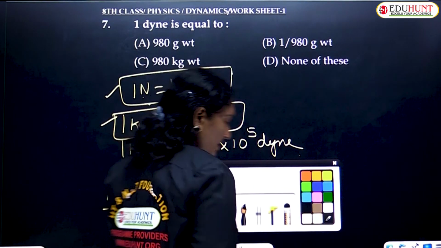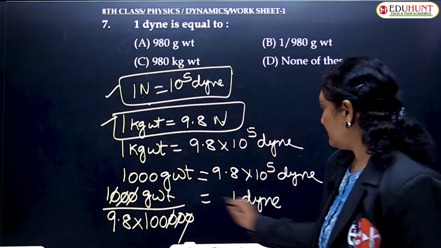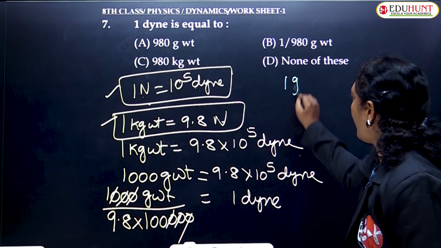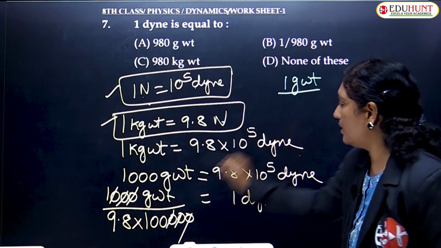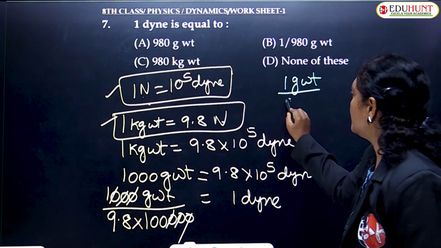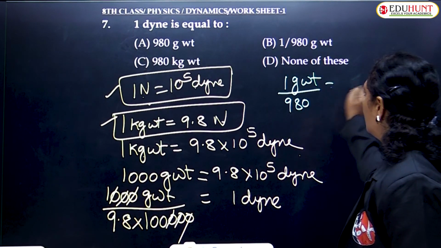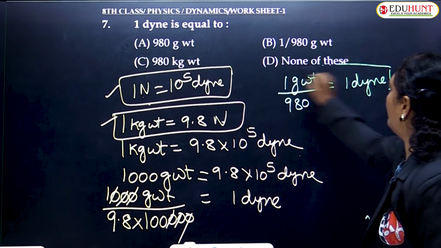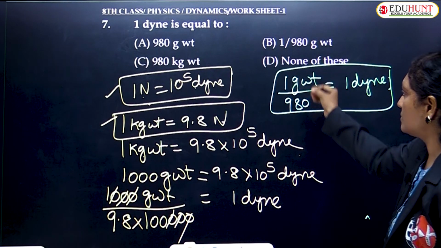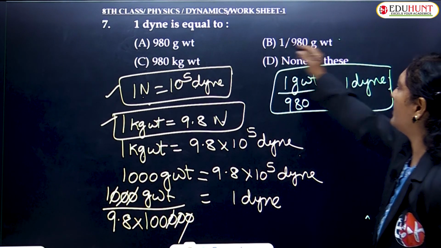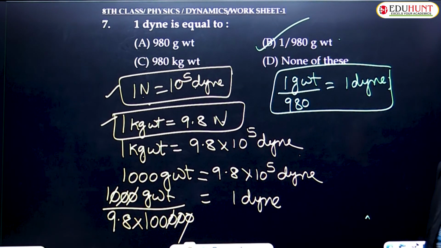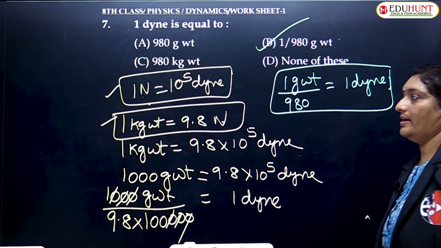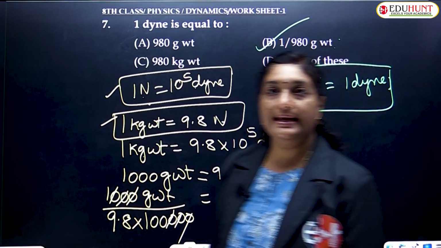So clearly, let me write it here. What is left, children? 1 gram weight upon 9.8 into 100, which is 980, is equal to 1 dyne. Therefore, 1 dyne is equal to 1 by 980 gram weight. So, second option is true: 1 dyne is equal to 1 by 980 gram weight. For the 7th question, option B is true.